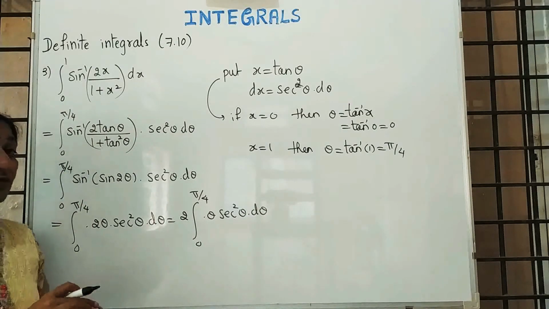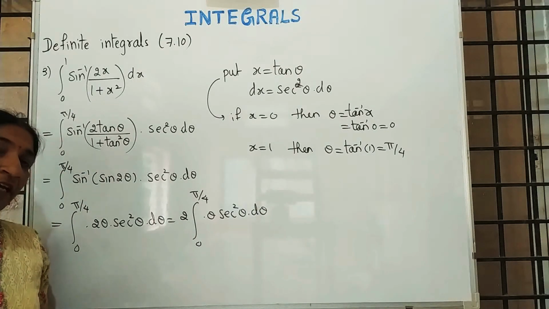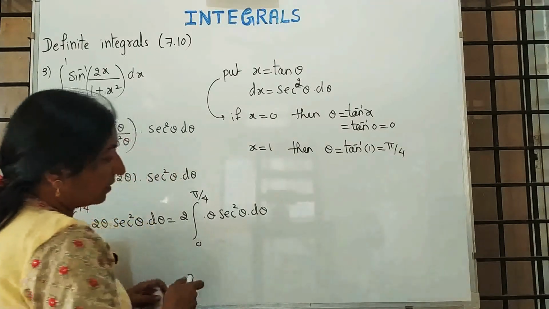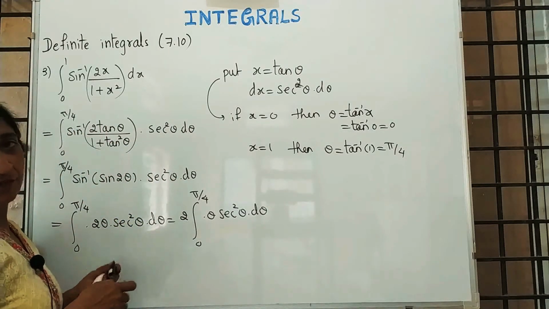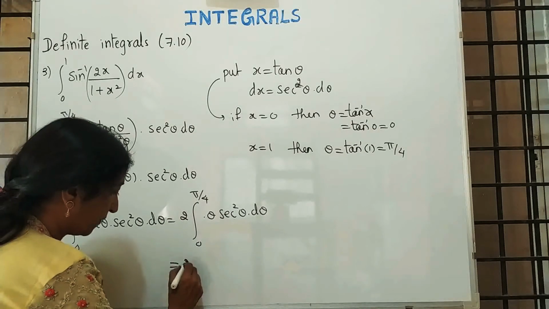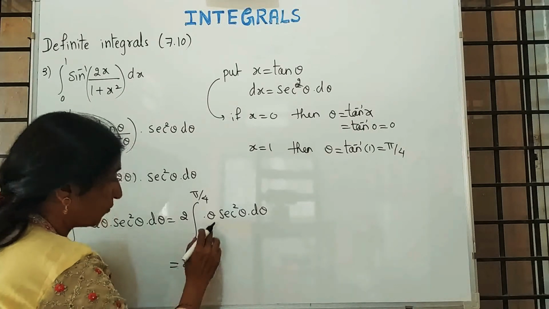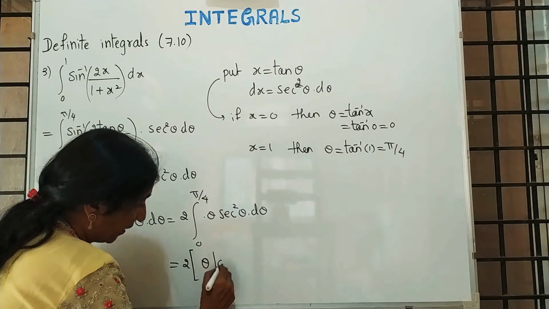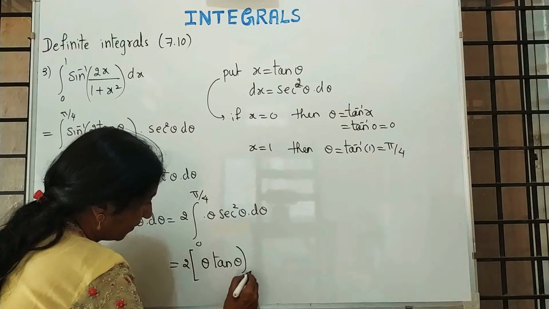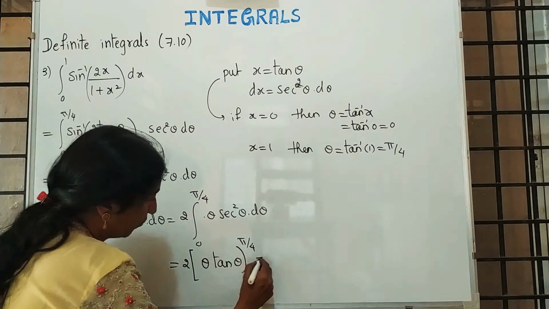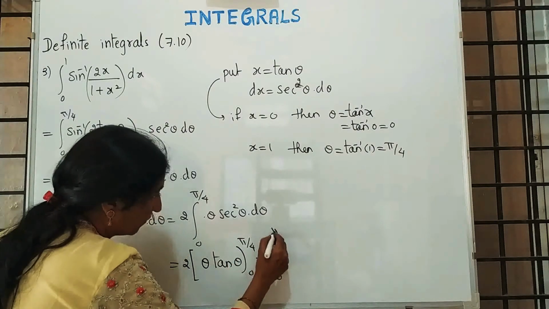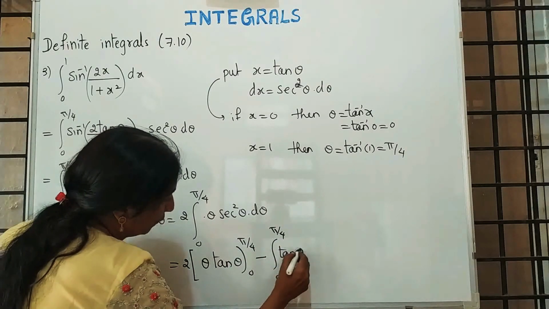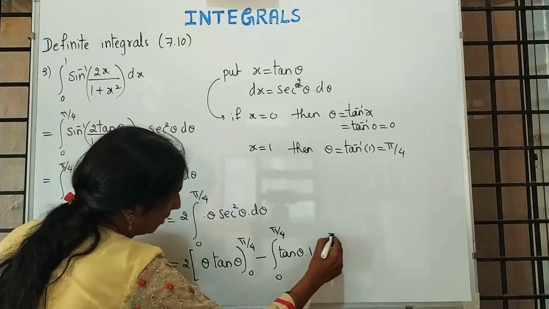Which type are you applying? Yes, isolate. Isolate means what? Yes, by parts. And in by parts, already you are familiar which is the first function and which is the second function. 2 as it is in the square bracket. Theta is the first function. Integration of secant square theta is tan theta from 0 to pi by 4, minus integration, whatever the term, just write on that term tan theta. Differentiation of theta with respect to theta is 1.